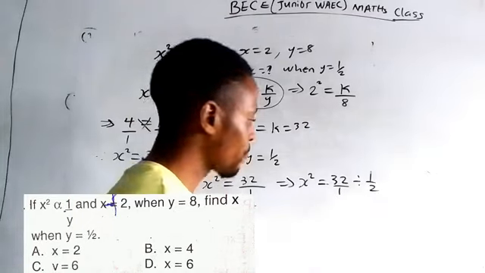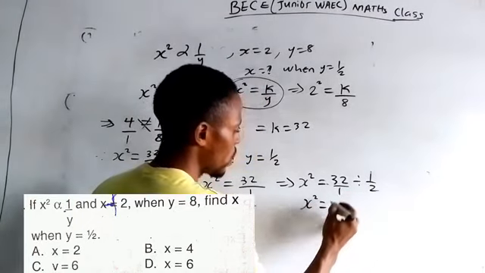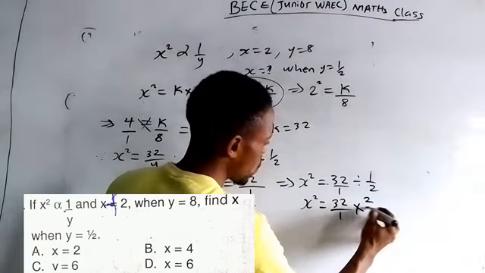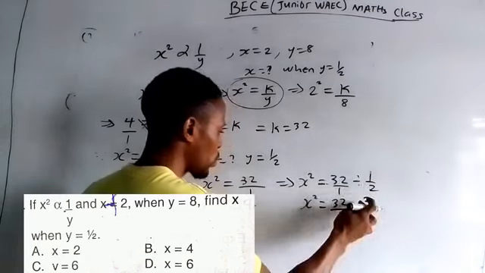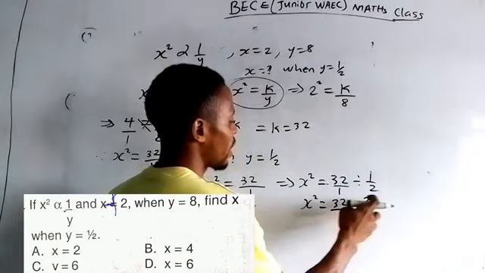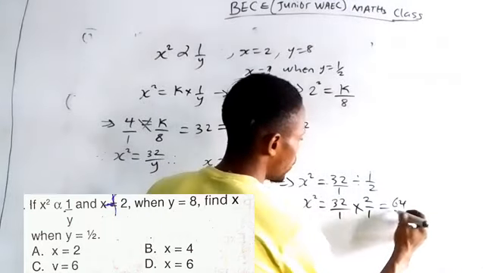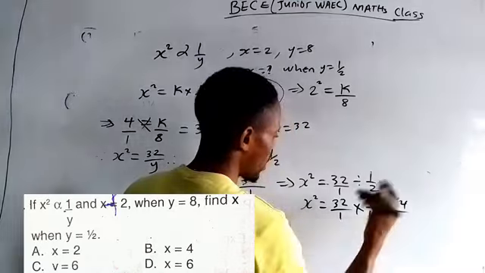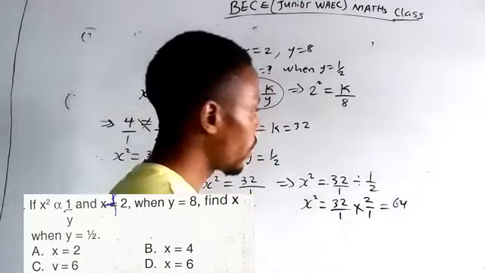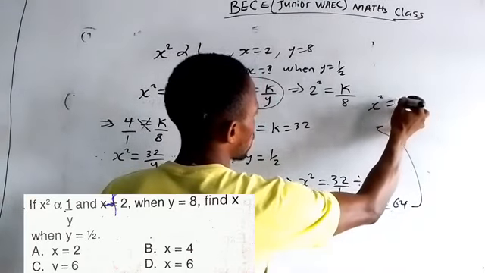So now s squared is equal to 32 over 1 multiplied by 2 over 1. The division has changed to multiplication. So that will be equal to 32 times 2, that is 64, divided by 1 times 1, which gives us 1. 64 divided by 1 gives us 64. So therefore, we have s squared equal to 64.